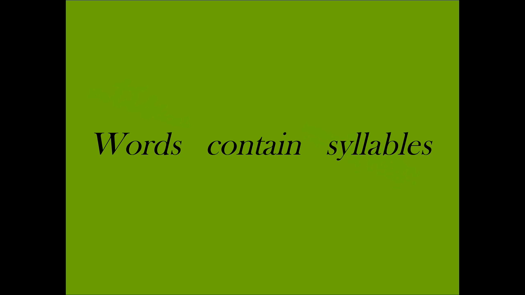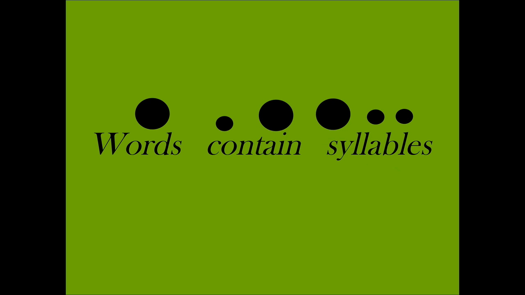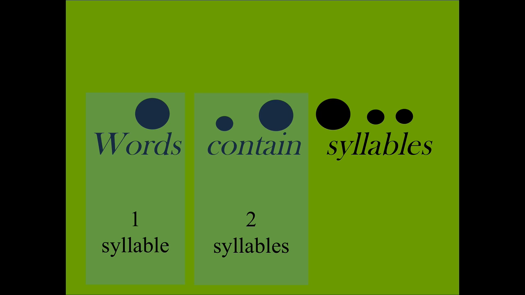Well, the first thing you need to know is that words contain syllables. The word "word" has one syllable, "contain" has two syllables, and "syllables" has three syllables. In almost every word in English with two or more syllables, one syllable will be strong or stressed, and the other will be weak or unstressed.